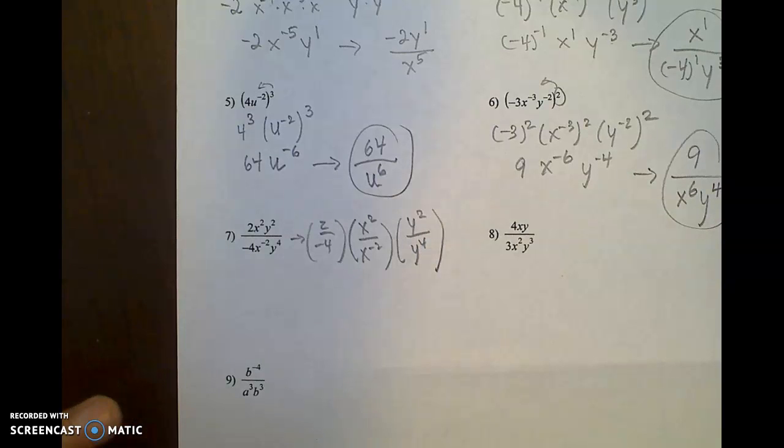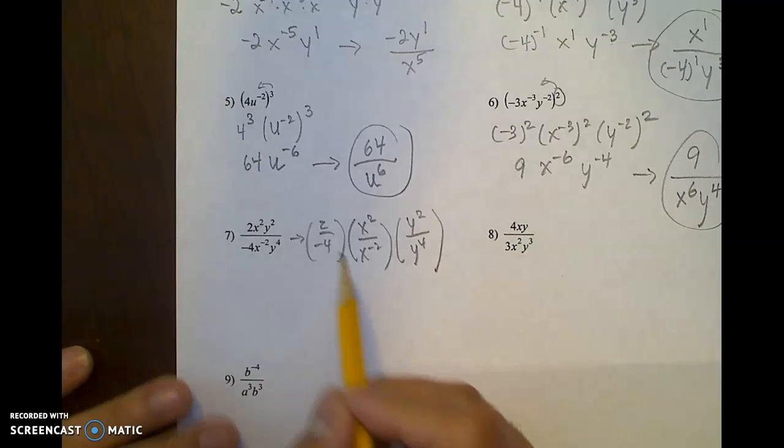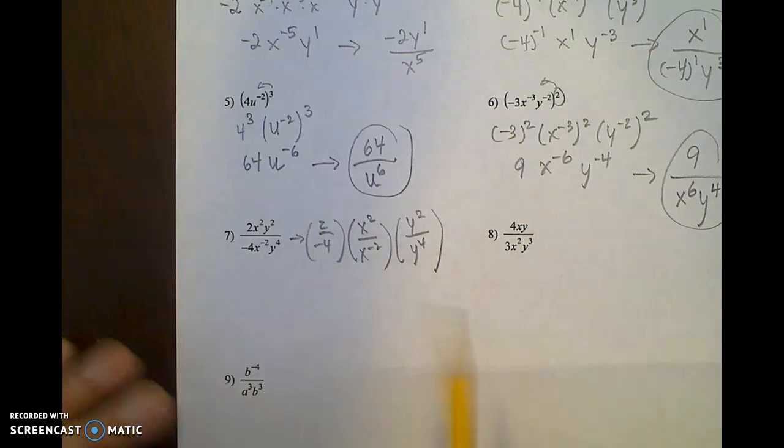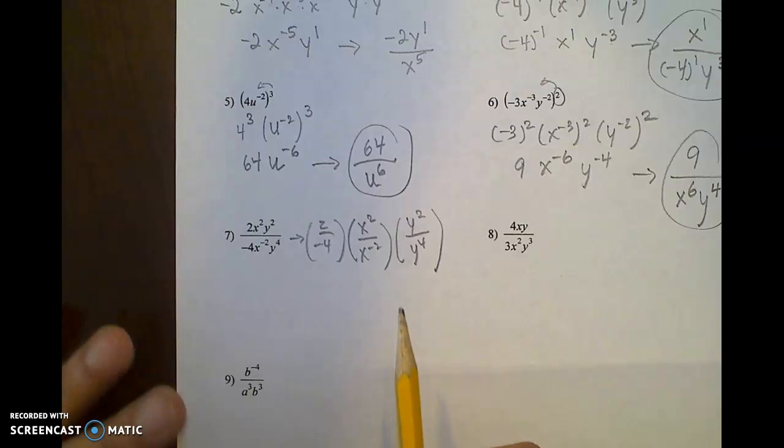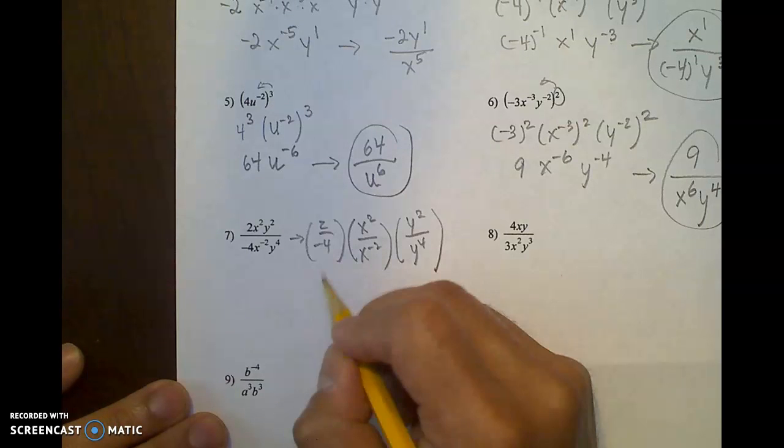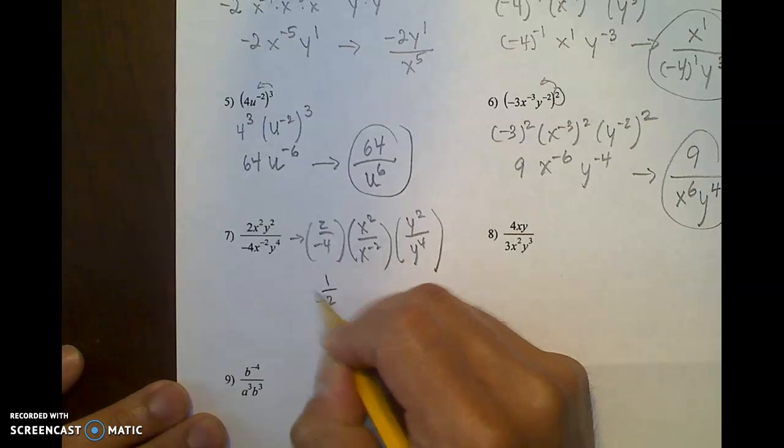So we can focus in on how we're going to use this quotient rule. First, 2 over -4. Those aren't exponents. These are just numbers, so we're going to reduce that to -1/2.